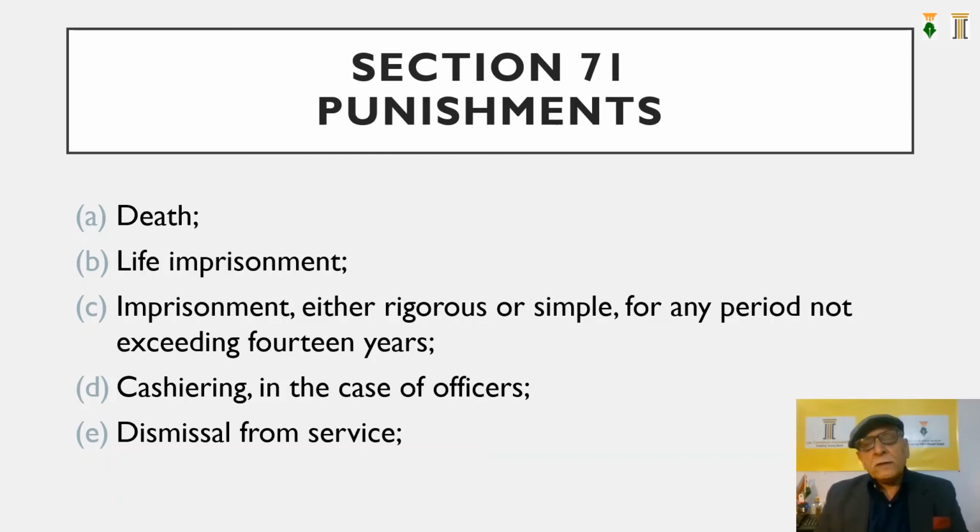Now moving to section 71, which lists out various punishments that can be awarded for offenses that are listed under sections 34 to 70. And these punishments start from death, life imprisonment, then imprisonment either rigorous or simple for a period not exceeding 14 years. Now you would see that portion B is life imprisonment, whereas C is up to 14 years. Then officers can be cashiered. This clause is only applicable for officers. Dismissal from service.